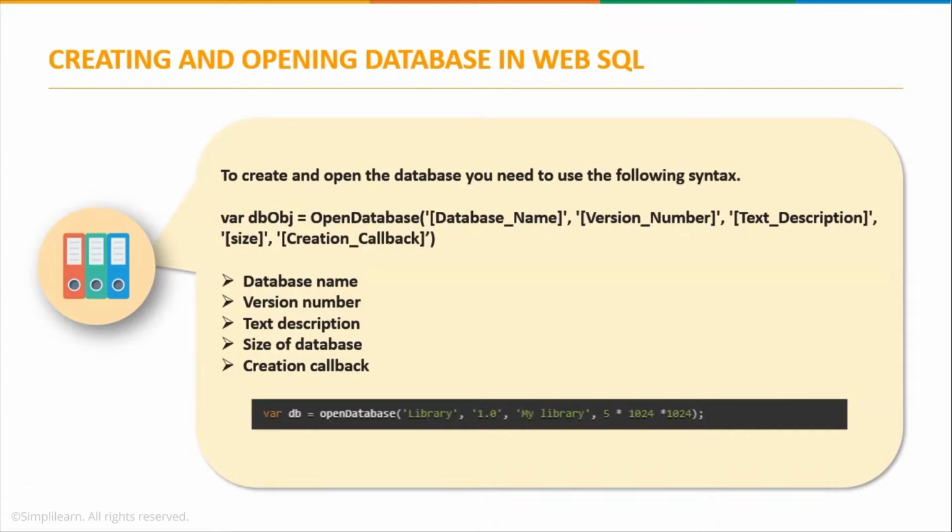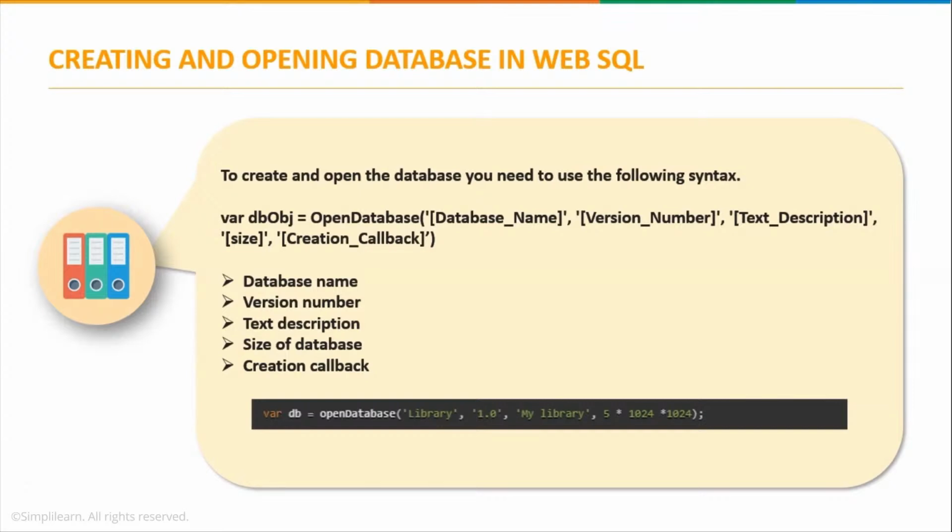The first one is database name. This argument provides the name of the database, which is mandatory, otherwise you will get an error. Next we have the version number. The version number is also required. Some databases may be in version 1.0 or some may be in 2.0. So if you know the version number of the database, then only you can open the database that you are working on.